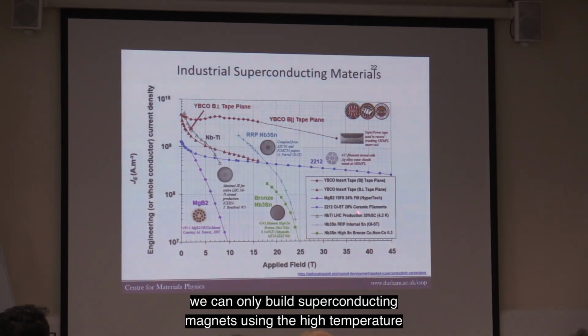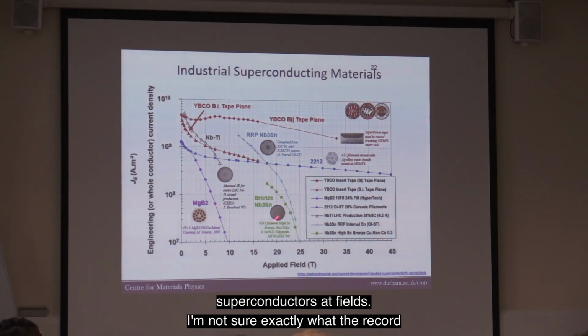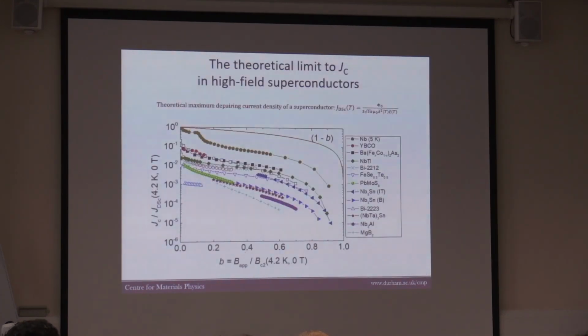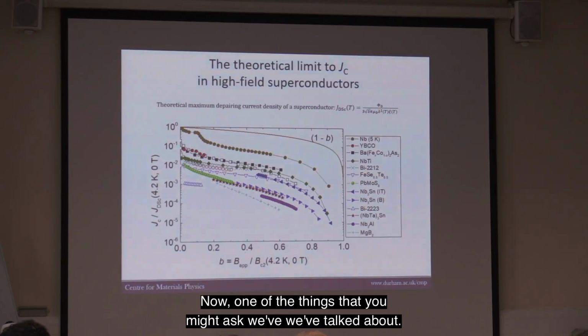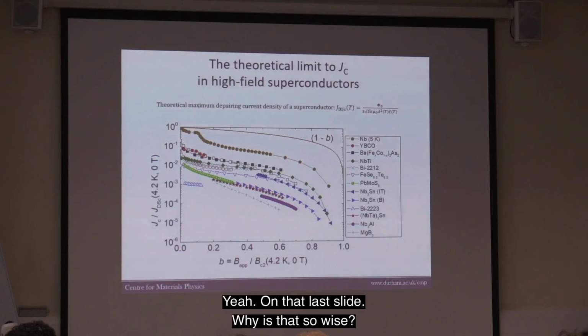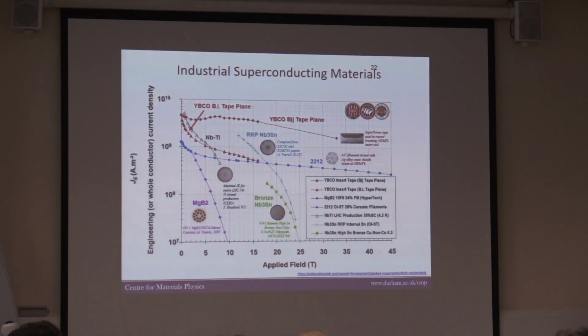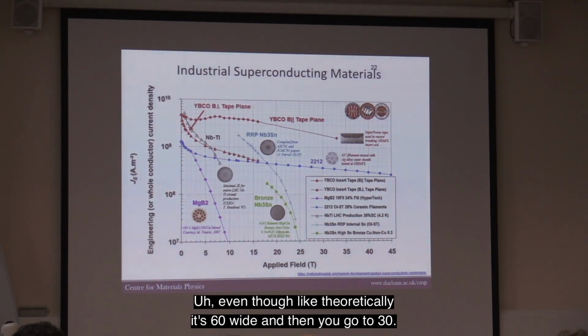However, we can only build superconducting magnets using the high temperature superconductors at fields, I'm not sure exactly what the record is, but probably up to about 30 Tesla or something of that order. Now, one of the things that you might ask, yeah. On that last slide, why is that? Sorry, why is that? Even though theoretically it's 60, why can they go to 90?